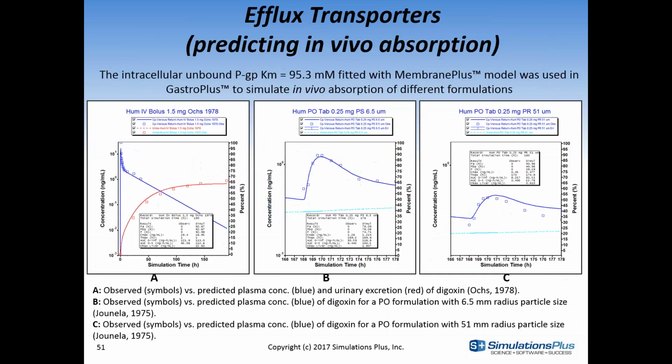Okay, so does that KM value, can that be used for an in vivo simulation? So again, we want to move over to GastroPlus and see if these in vitro parameters extracted from MembranePlus are valuable in defining our GastroPlus simulation inputs. And so we built a model for Digoxin using a KM value of 95.3, which was extracted from MembranePlus.